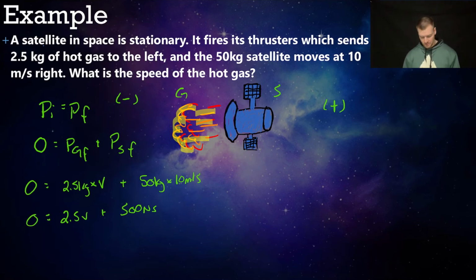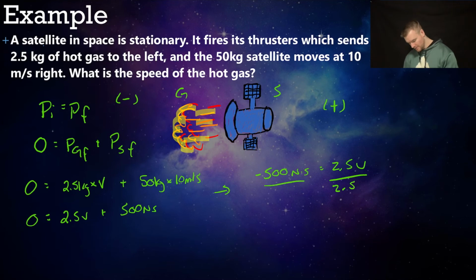And so to solve for v, I'm just going to subtract the 500 over, and I'm just going to write over here, I get negative 500 Newton seconds is equal to 2.5 v. Next, I just divide by the 2.5, and I'm getting negative 200 meters per second for the velocity, which is a pretty high speed, and that's because it's so much less mass. To get the heavy satellite going 10 meters per second, we need the light gas to go much, much faster and in the opposite direction.